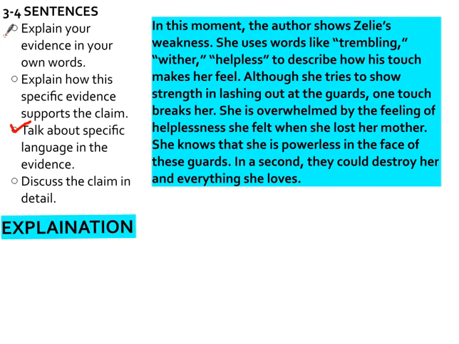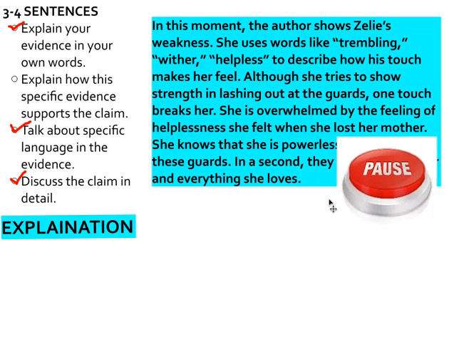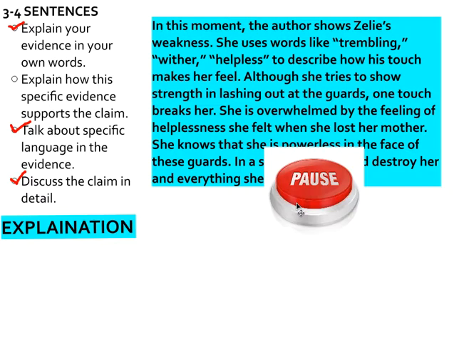So here I'm really talking about my evidence in my own words, and I'm coming back and really discussing my claim in detail. I'm making sure that you as a reader really understand why Zaylee feels so weak. And it's because she knows that Orishans can destroy her and everything she loves in just one second. That's why this moment is such a big deal for her. Pause the video right now and go and write your explanation.